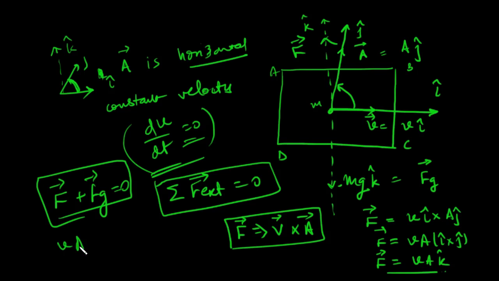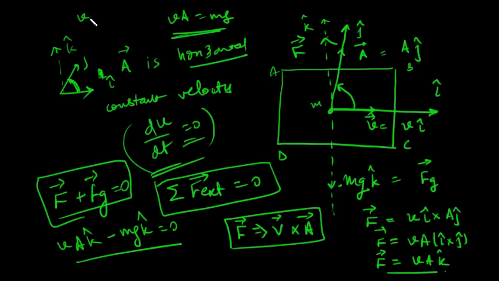F is Va k. Okay, what is Fg? Fg is minus mg k. This is 0. So we can take the k vector outside. The k vector cannot be 0. So Va would be equal to mg. Alright. So V would be equal to mg by a. This is the answer. V is equal to mg by a. This is the minimum speed.